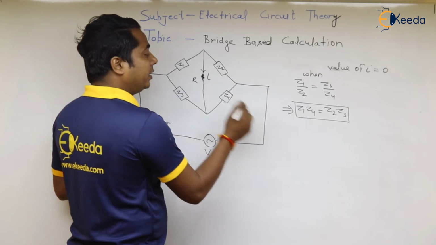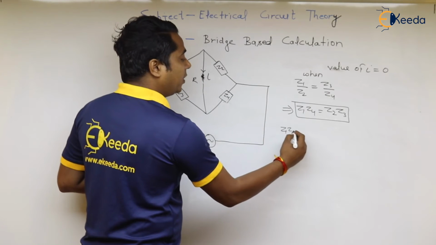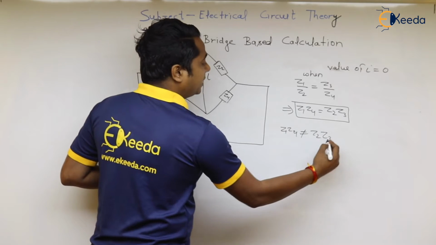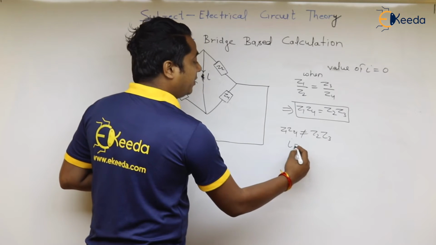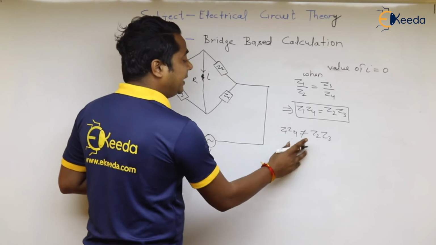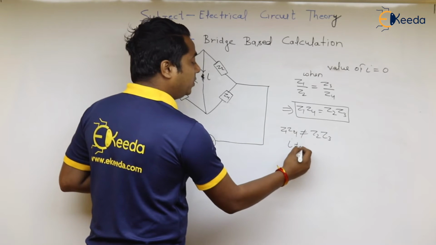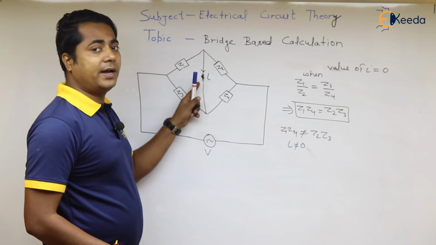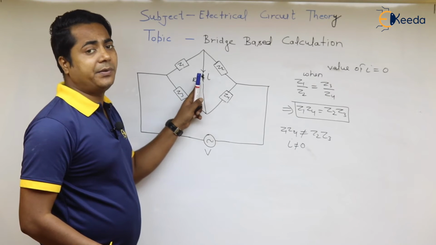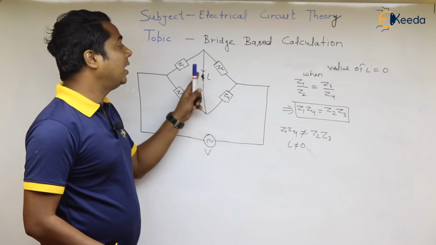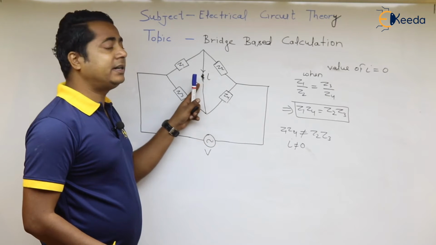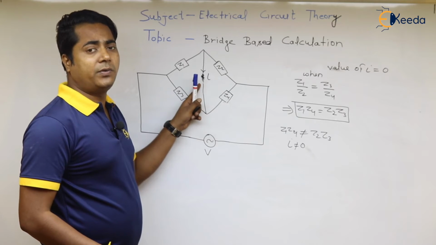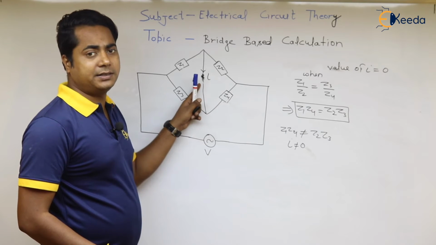And if this is not followed, Z1 Z4 is not equal to Z2 Z3, then the value of I will be something not equal to 0. It means we have to consider this resistance while calculating the equivalent resistance, inductance or capacitance, and we will take the help of star to delta and delta to star conversion to find the equivalent resistance.